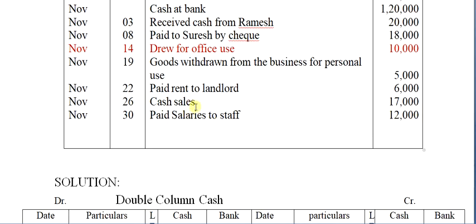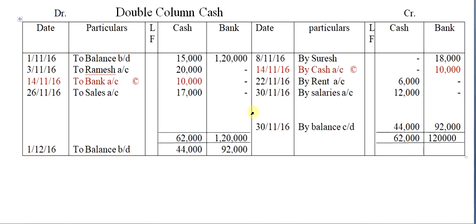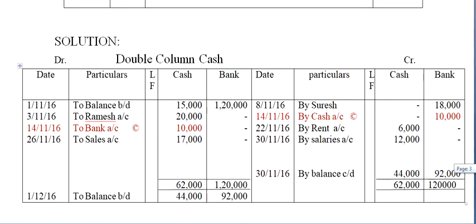Next point, on November 30th, paid salaries to staff 12,000. When we pay the salaries to staff, what happens? Our cash balance decreases, so it should be taken under which side? Under the credit side. On 30th 11/2016, by salaries account 12,000. The next balance is nil, so there is no other transaction.